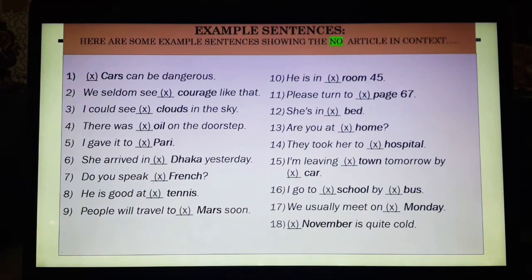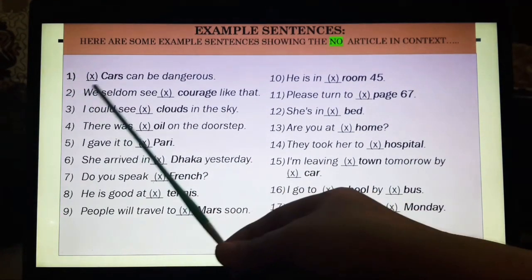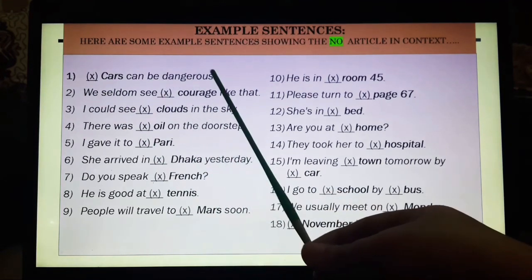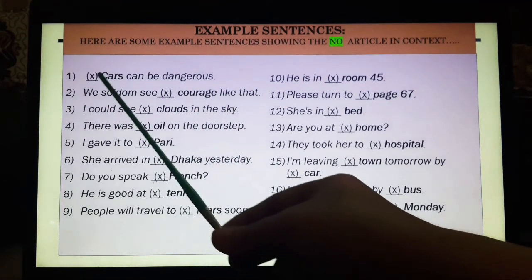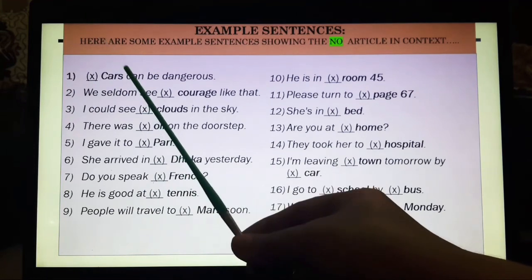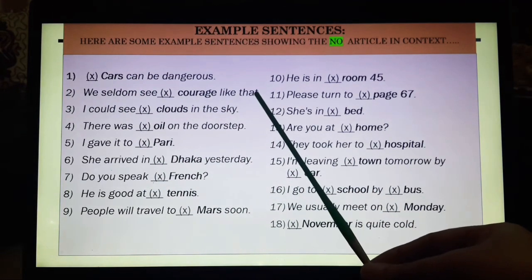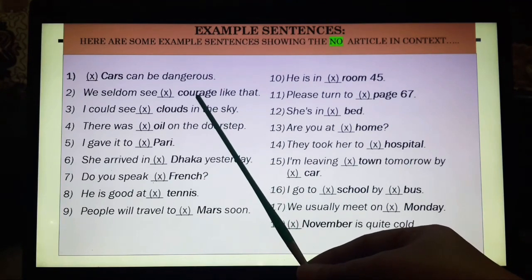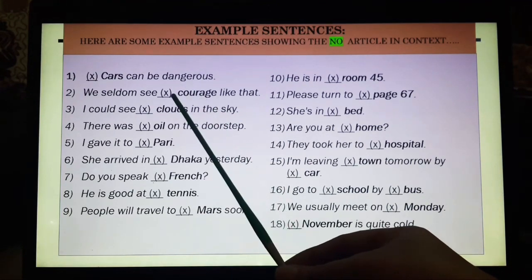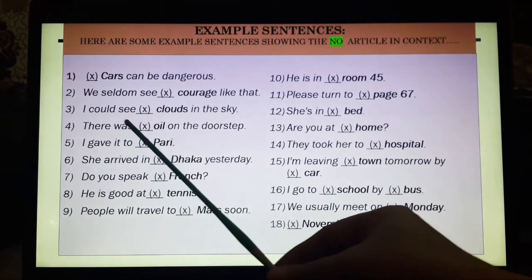So I have set a number of sentences here so that we can revise what we learned today. You can see at a glance. Number 1, cars can be dangerous. We did not use article before cars. We seldom see courage like that. Courage is an abstract noun, so we did not use any article here.